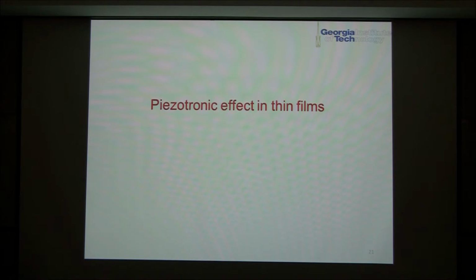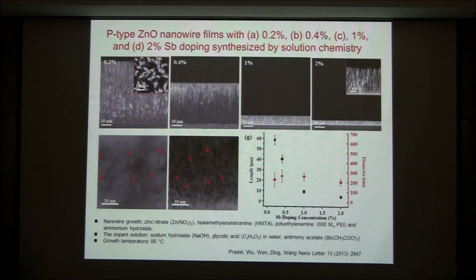The piezotronic effect also exists in thin films. It does not have to be nano. It's a universal effect. We have P-type zinc oxide nanowires with antimony doping. You can see when the doping level of antimony in zinc oxide increases from 0.2% to 2%, the growth rate changes dramatically, but it does show P-type characteristics. Here, inside, the doping does not appear as a point doping, it appears as a linear doping here, and more detail can possibly be found in our publications here.